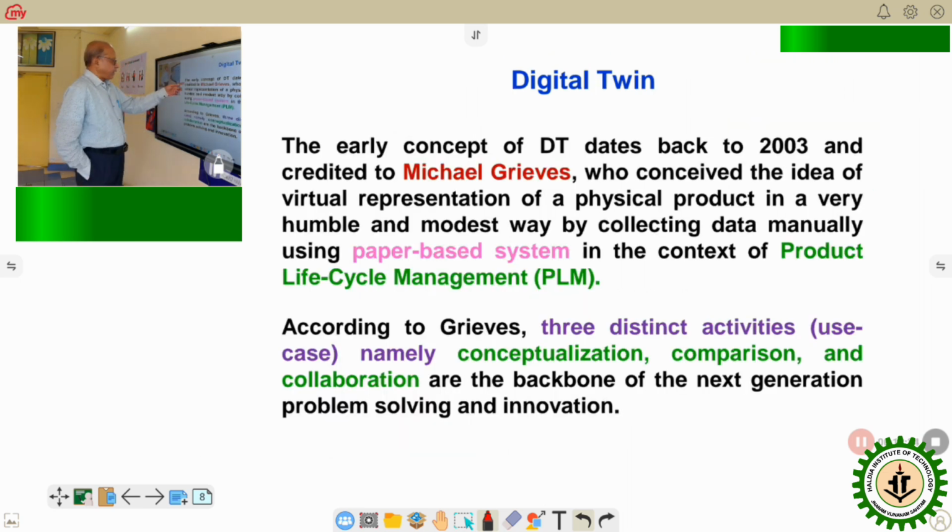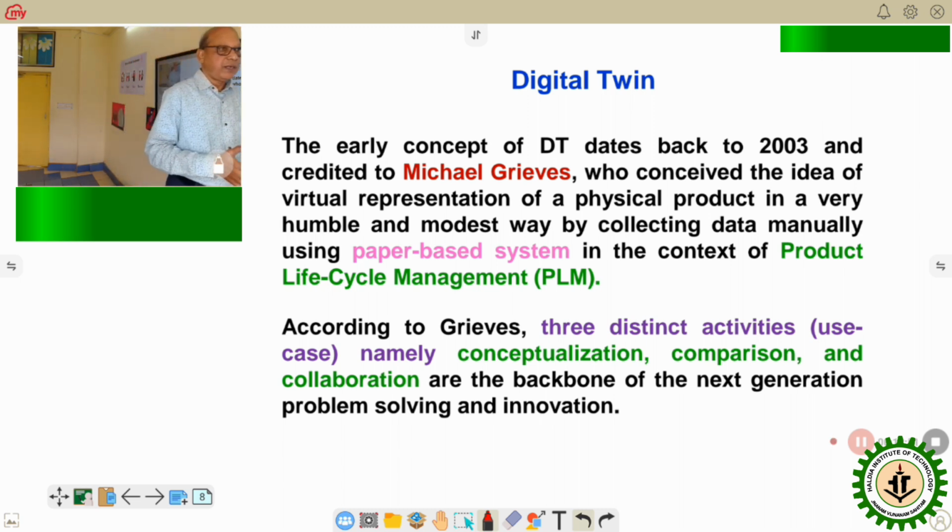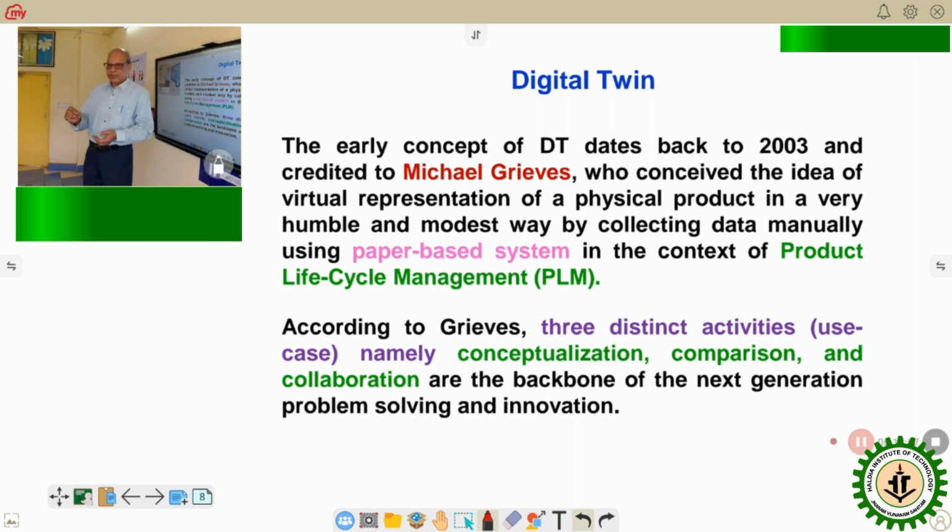As I was talking about, the early concept of DT dates back to 2003 and is credited to Michael Grieves, who conceived the idea of a virtual representation of a physical product in a very humble and modest way by collecting data manually using a paper-based system. As I was saying, there was no possibility of automatic data transfer, so he had to rely on the paper-based system, the way we write some data during experimentation in our conventional flow. So we capture the data, we observe the data, then note it on paper and take it somewhere else for the purpose of calculation. So by collecting data manually using a paper-based system in the context of product life cycle management.